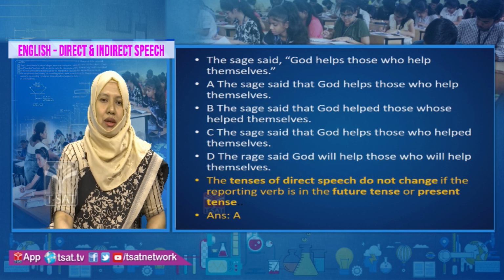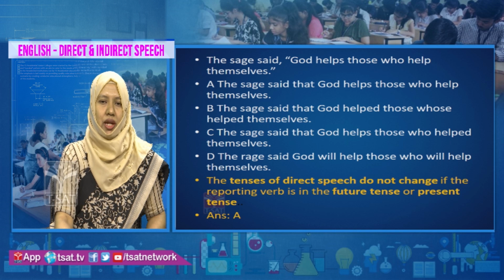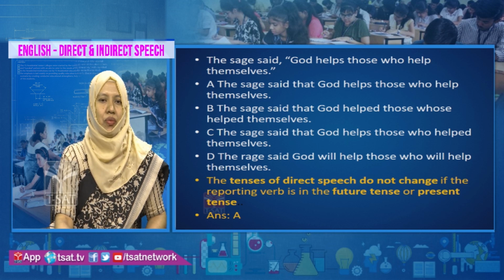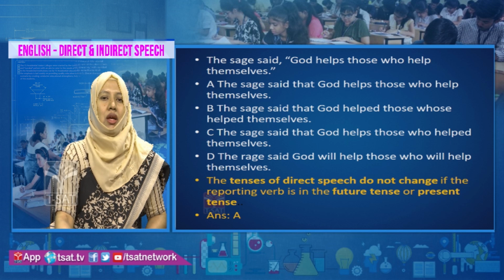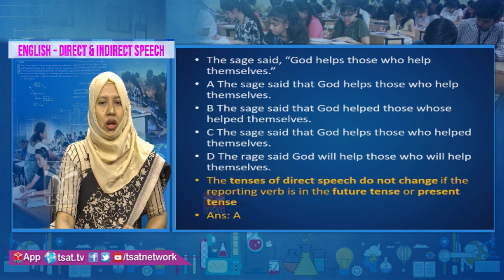In the next example, the sage said, "God helps those who help themselves." Option A, the sage said that God helps those who help themselves. Option B, the sage said that God helped those who helped themselves. Option C, the sage said that God helps those who help themselves. Option D, the sage said God will help those who will help themselves.